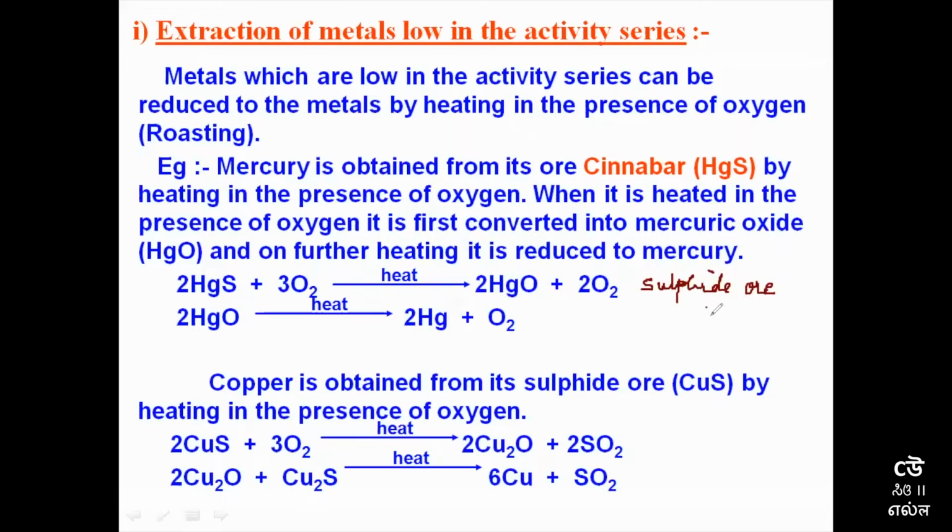When heating is provided, it forms metal oxide. So here we got mercuric oxide, and on further heating, it will reduce to metal. So if we are having mercury sulfide, it will first get converted into mercuric oxide and then into mercury.